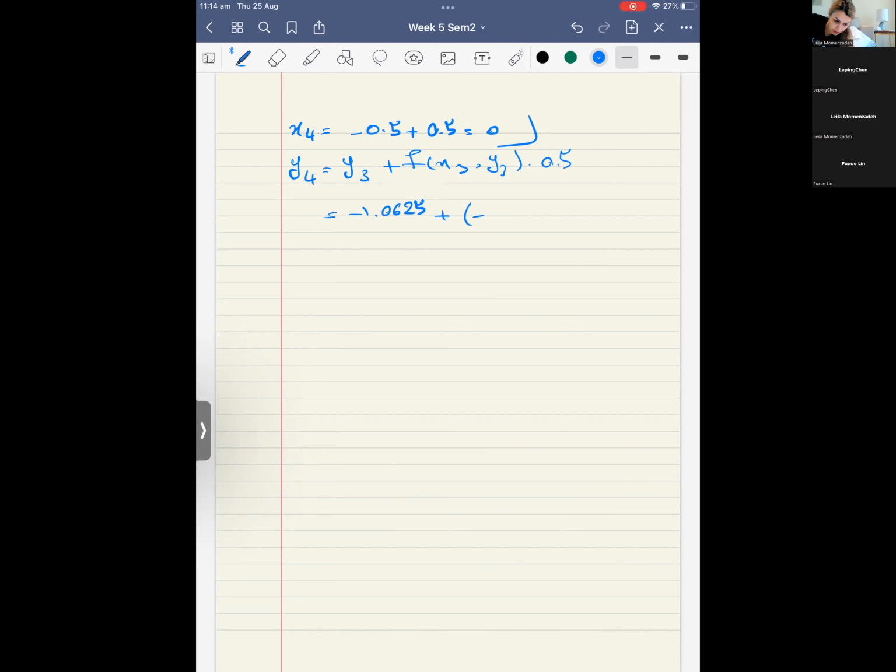That is minus 1.0625 plus minus 0.5 minus 1.0625 minus 0.5 times 0.5, which equals minus 0.78125. We used Euler's method, and if I use the IVP plot, you can see your graph should look like this.